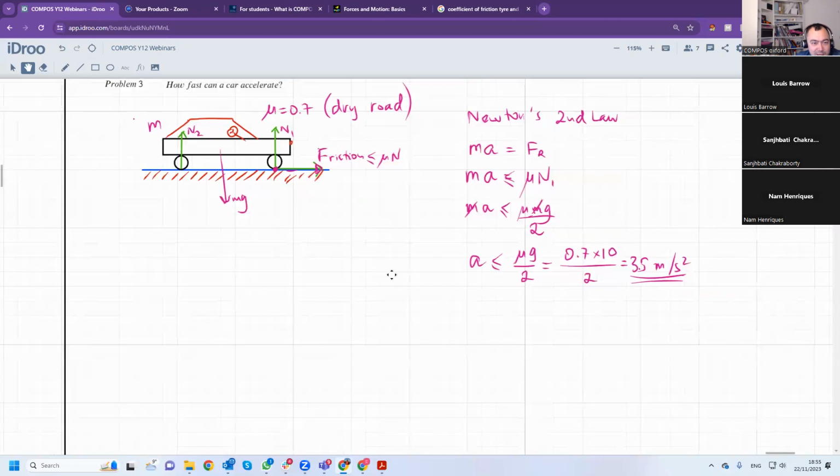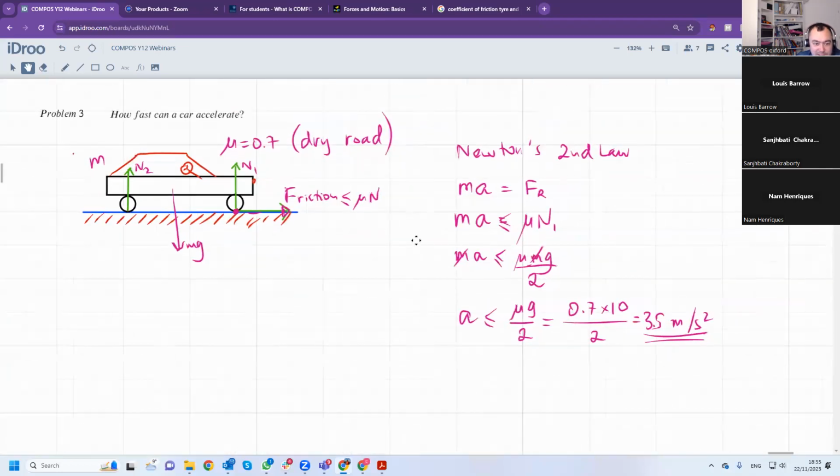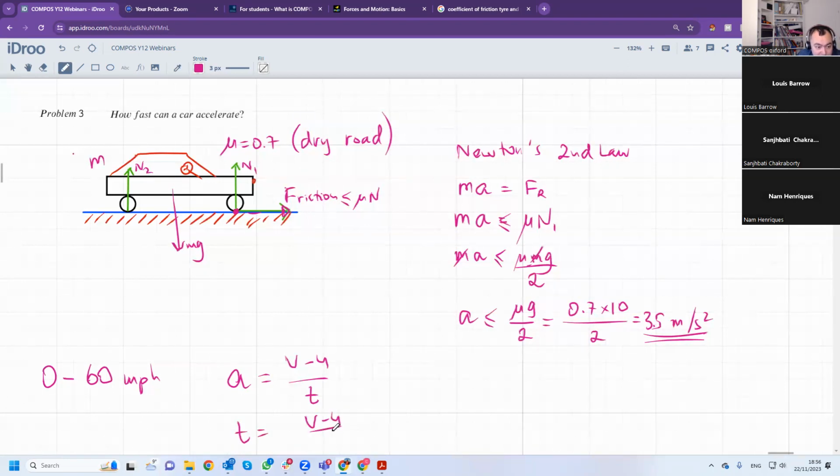Now, how long will it take to accelerate? That means 0 to 60 miles an hour. So acceleration is final velocity minus initial velocity over time, so v minus u over t. So time is v minus u divided by a.